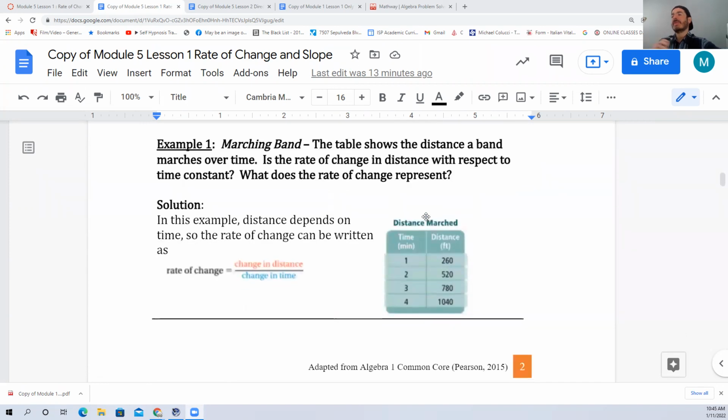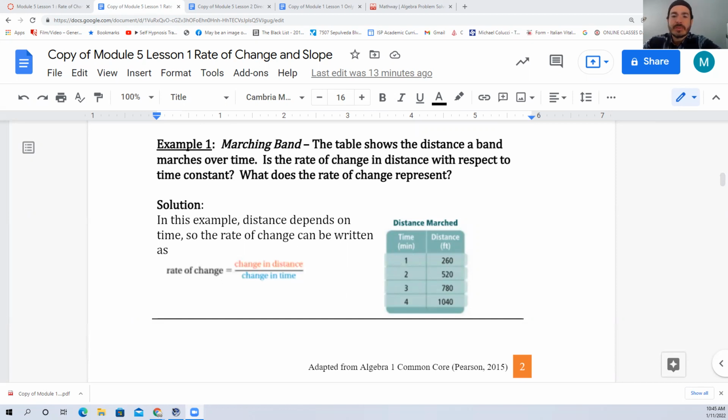Okay, example 1, marching band. The table shows the distance a band marches over time. Is the rate of change in distance with respect to time constant? What does the rate of change represent? So in this example, distance depends on time. So the rate of change can be written as change in distance, that would be my y-axis, over change in time, that would be my x-axis, or my independent variable. Change in time is my independent variable, and change in distance is my dependent variable.